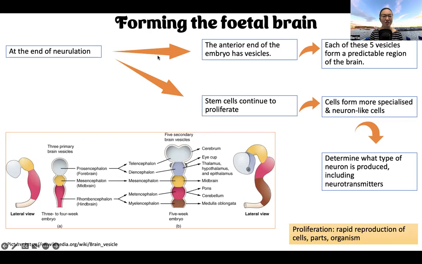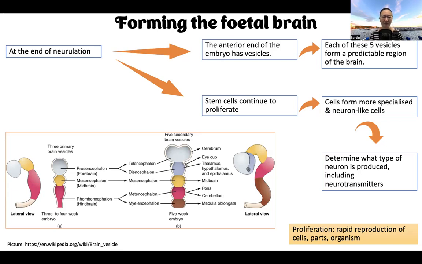What happens at the end of neurulation? At the end of neurulation, the anterior end of the embryo has vesicles. Each of these 5 vesicles forms a predictable region of the brain. The stem cells continue to proliferate, which means dividing. Cells form more specialized and neuron-like cells. Determine what type of neuron is produced, including neurotransmitters. What does proliferation mean? It means rapid reproduction of cells, parts, and organisms.